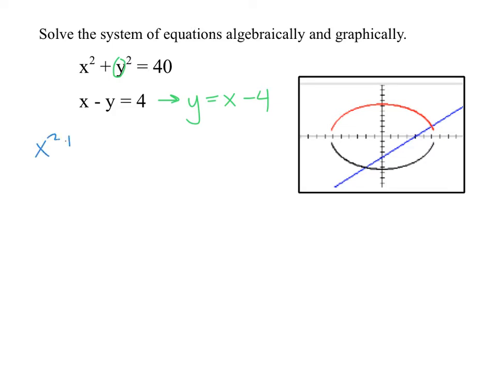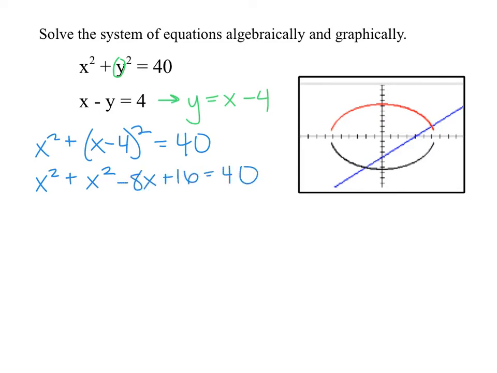x squared plus (x minus 4) quantity squared equals 40. And then we square out that squared binomial there. x squared plus x squared minus 8x plus 16 equals 40. So we get 2x squared minus 8x, and then if we do 16 minus 40, we get a negative 24 equals 0. Now we have a quadratic.